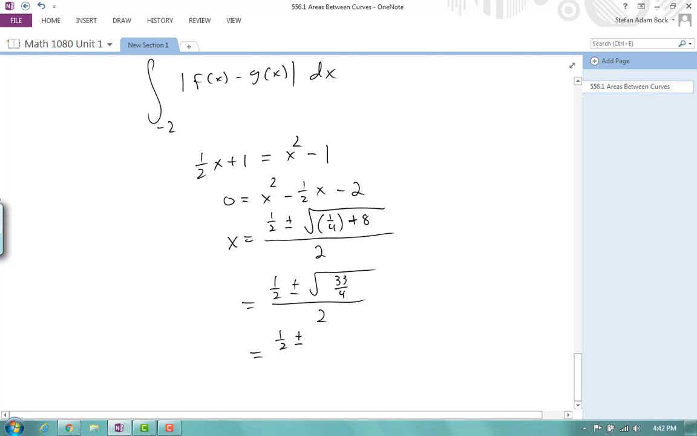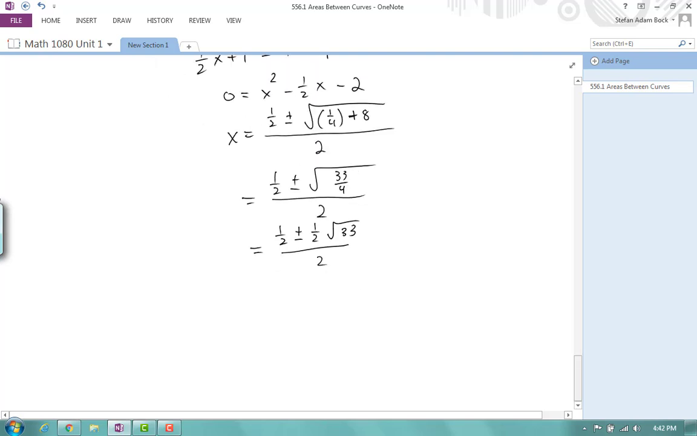But I can factor out the 4. I'll have 1/2 times the square root of 33, all over 2. Or I could rewrite this as 1/4 plus 1/4 times the square root of 33, or 1/4 minus 1/4 times the square root of 33. Wonderful. I don't know exactly what the square root of 33 is, but I can tell you right off the bat that this thing is going to be negative, and this one is going to be positive.